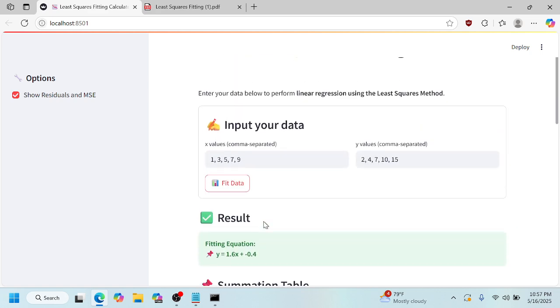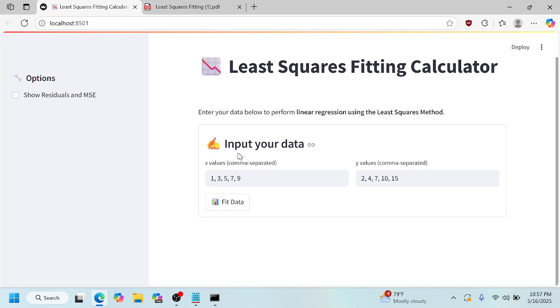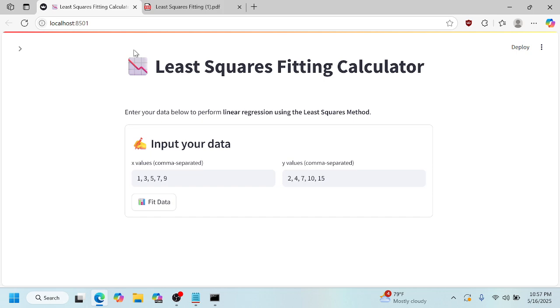So to summarize again, here are the features of this calculator. It accepts any x and y inputs, automatically calculates summations, computes slope and intercept using least squares formulas, and displays residuals and mean squared error, which is optional. It plots a graph with the data and fitted line, and lastly, it provides helpful error messages for invalid input.